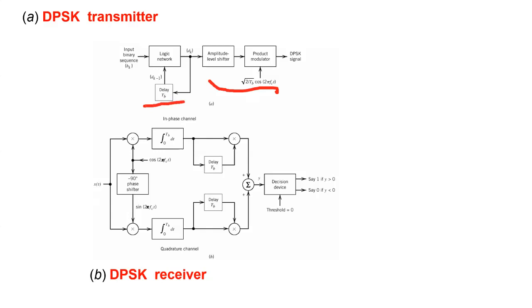What is done in BPSK modulation? An amplitude level shifter is used, then a product modulator. One input to the product modulator is the differential encoded data, and the other input is the carrier, root of 2 by Tb cos 2 pi fc t. The output of that is the DPSK signal. Let me explain how the differential encoding is done, and then I will come back to the receiver part.